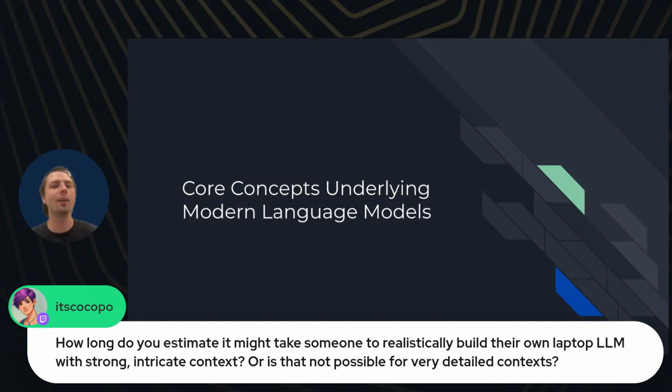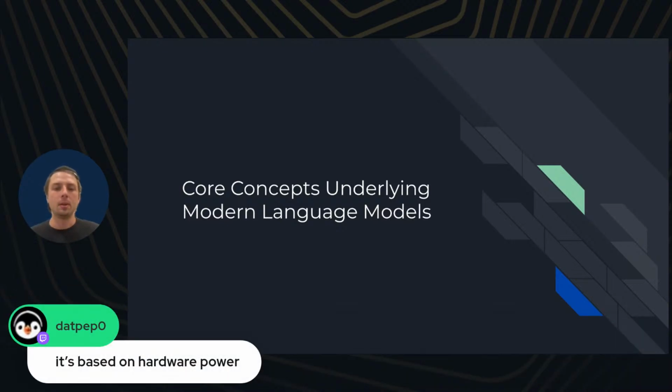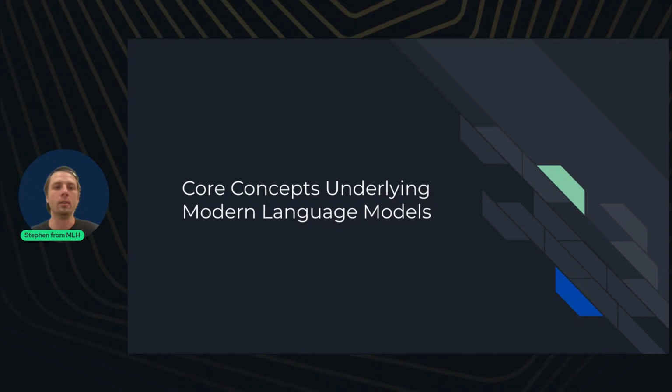It's relying on a big model like ChatGPT, and then building off of that to generate your own model in a faster, more efficient way. To do it in this way, where we're actually going to go from the ground up with transformers, it's really not possible realistically to build your laptop LLM with strong, intricate context. So yeah, that would be kind of tough. But like Pep Zero said, it's based on your hardware power.